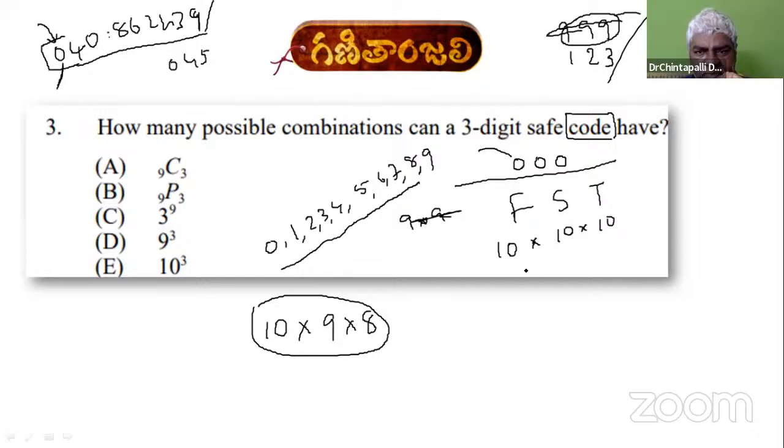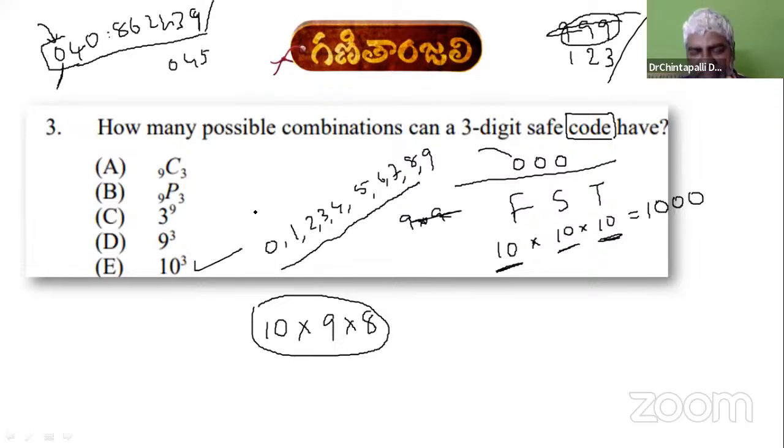Is it 9 cube? See, the first digit can be chosen in 10 ways. Second digit, 10 ways. Third digit, 10 ways. So it's continuing till the 9th place, right? 10 into 10 means 100, and 10 cubed is 1000. Which is 1000 in these 5 options? Option E, sir.